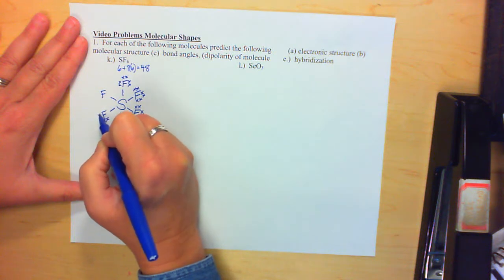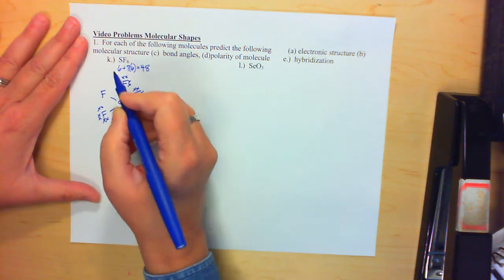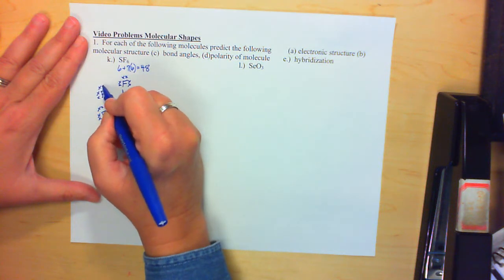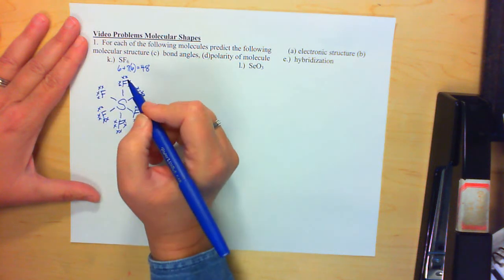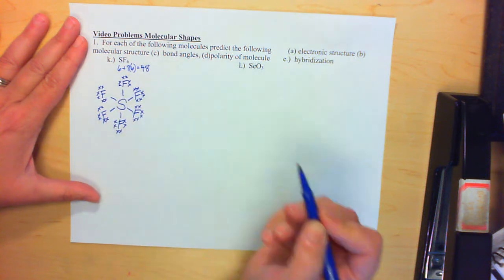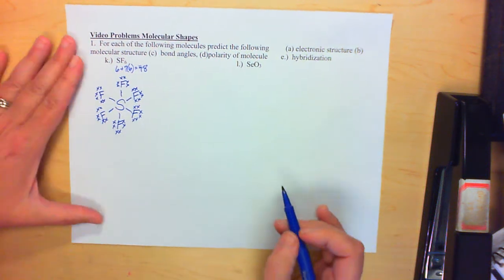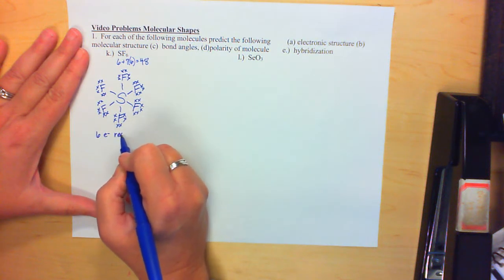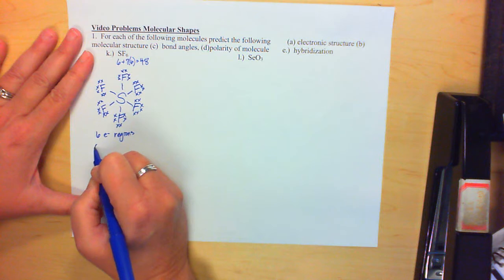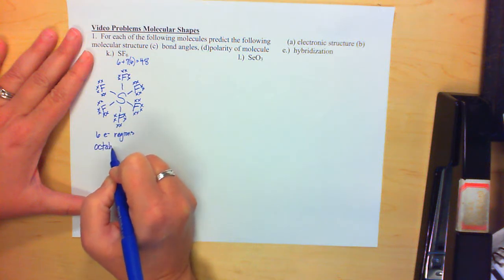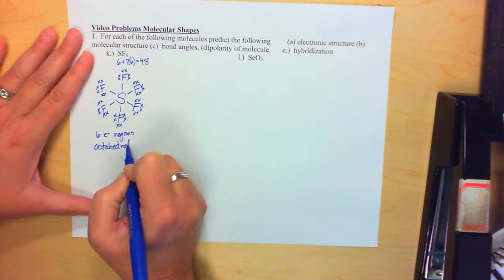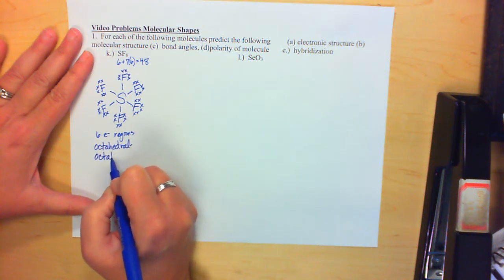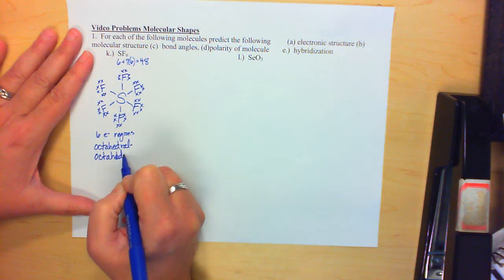Once the octets are all complete, then we'll have 6 times 8, which is 48. So we actually have all of our electrons here. So that means we have 6 electron regions. That means that we are an octahedral. All of our bonds are identical. We have no lone pairs. So our molecular shape is an octahedral as well.